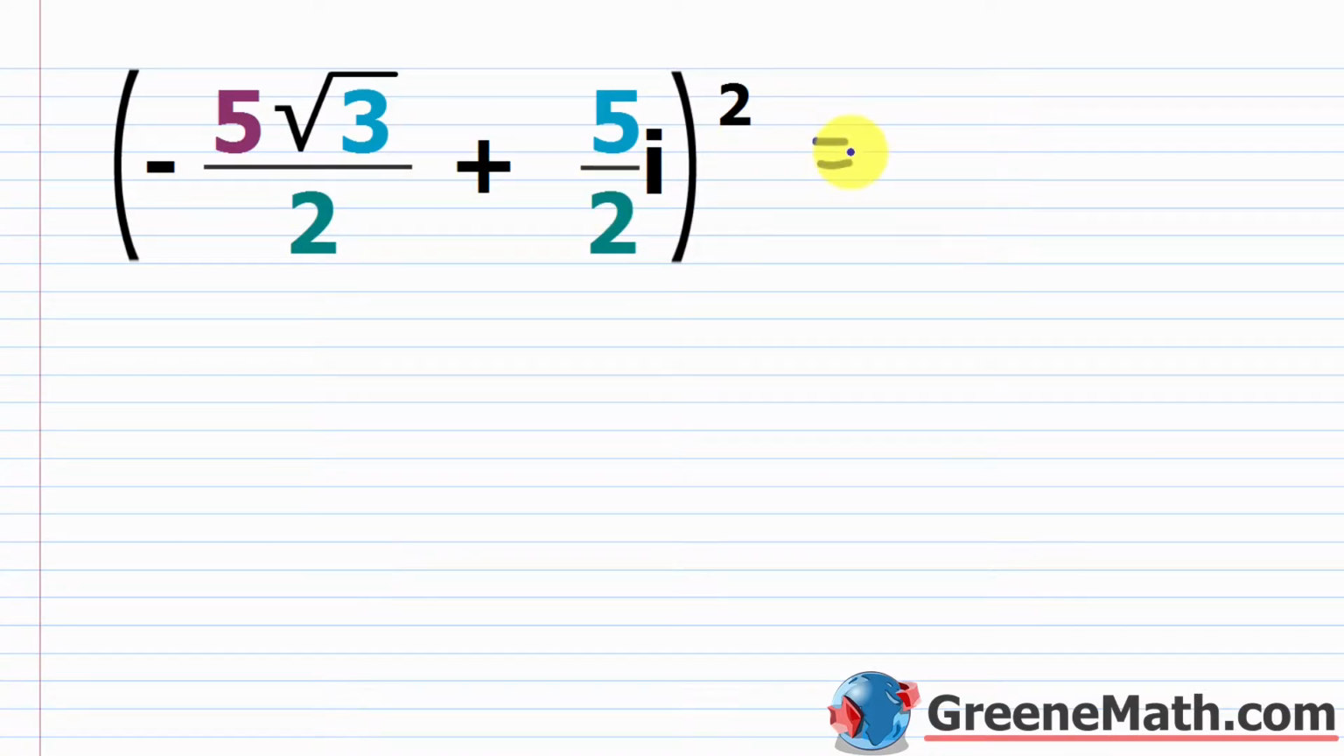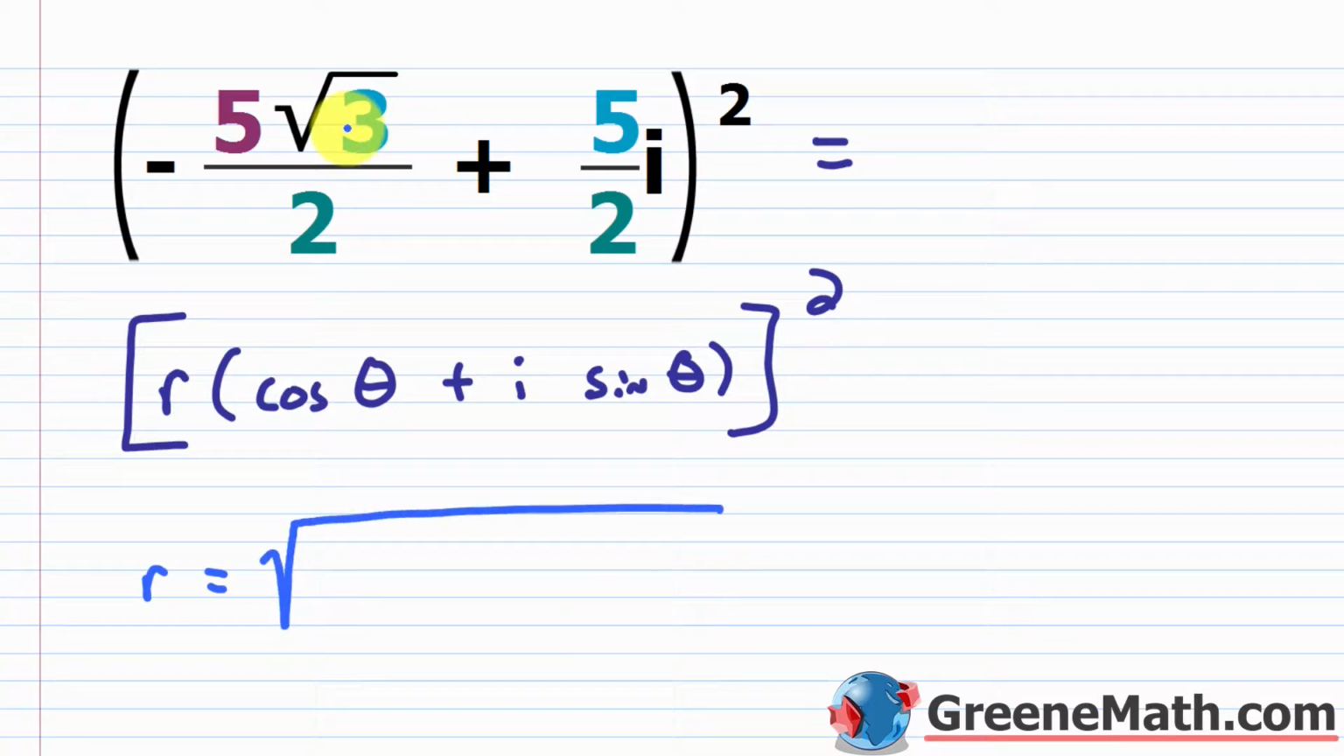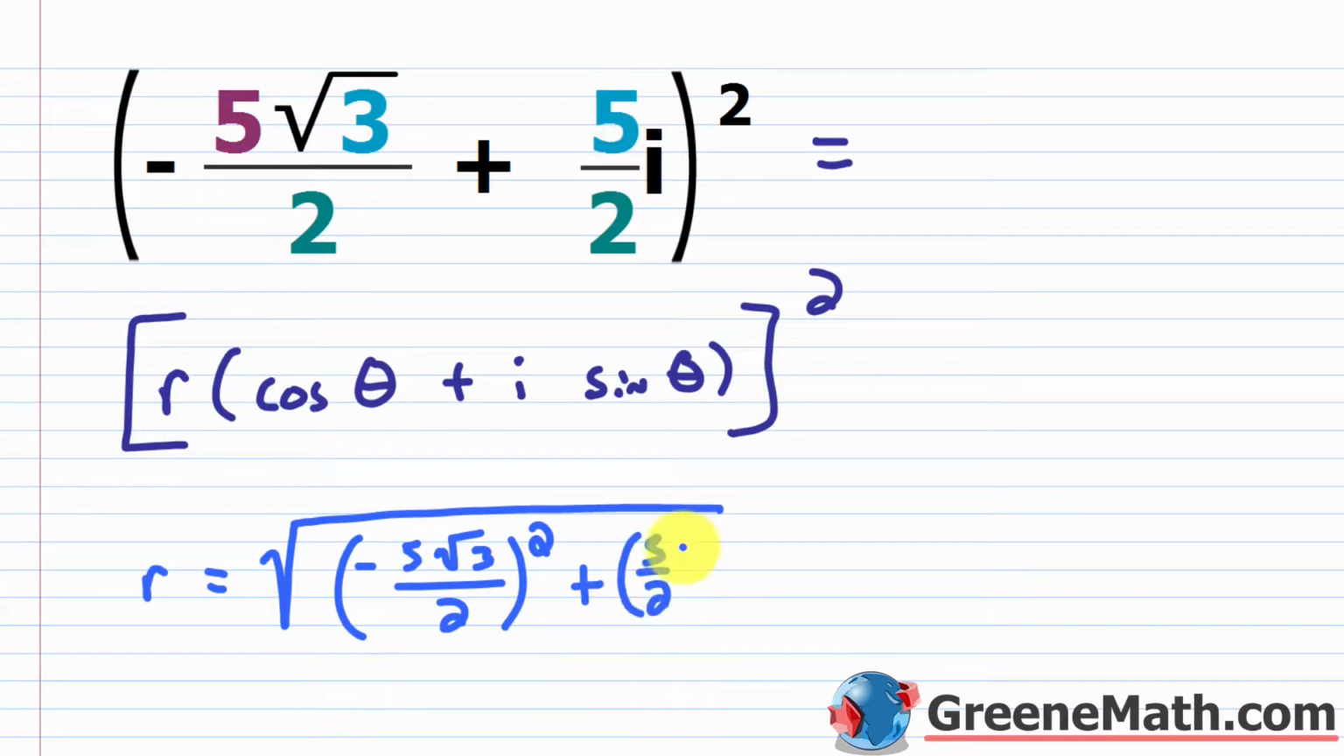So I'll say this is equal to, I'm going to put my r times the quantity cosine of theta plus i times the sine of theta, okay? And this is going to be squared, okay? So I'm going to fill out my r and my theta. So to get those, remember, your r, okay, which is the absolute value of the complex number, is the square root of, you're going to take your real part, which is the negative of 5 times square root of 3 over 2, and you're going to square this, and then plus you're going to take your imaginary part, which is 5 over 2, okay, and you're going to square this.